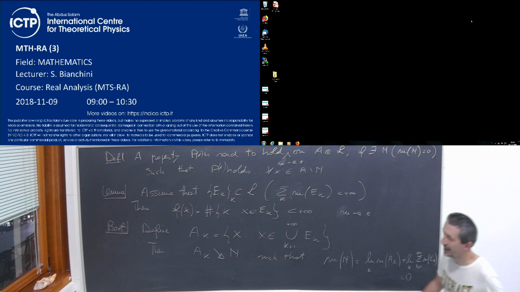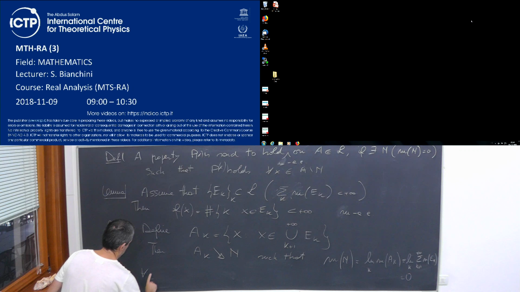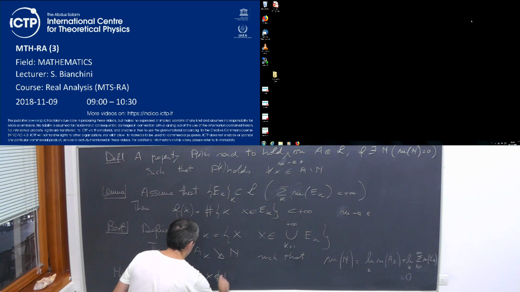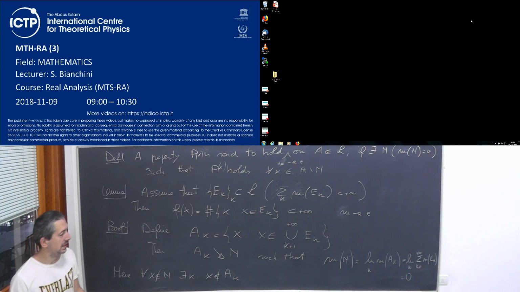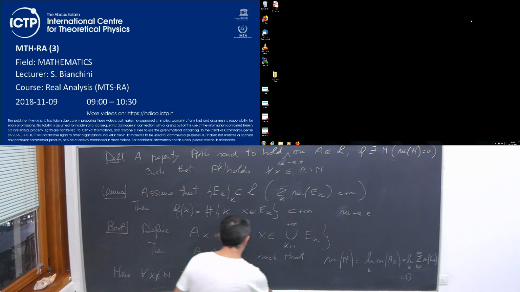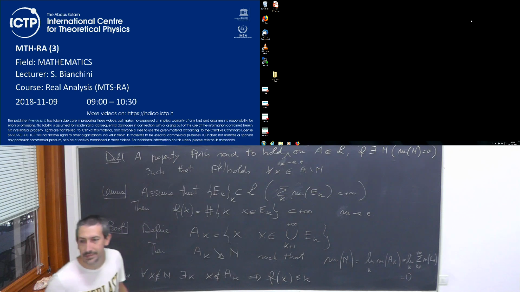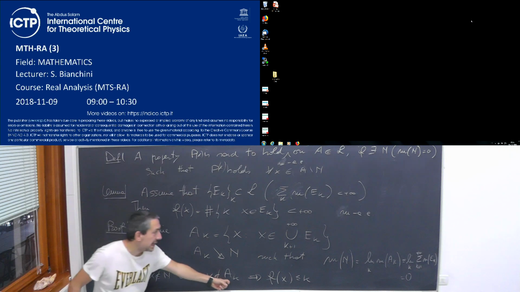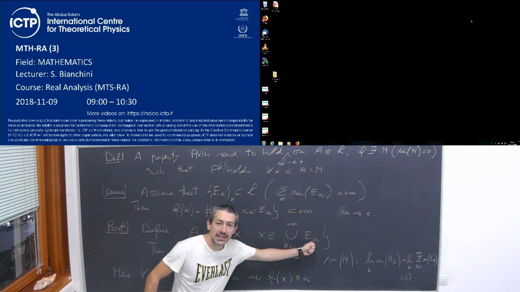Okay, so now for any x not belonging to N, there exists k such that x does not belong to E_k, because otherwise it belongs to the intersection. And then f of x is less or equal than k, because it does not belong to E_k, at most it intersects the first k E_k.